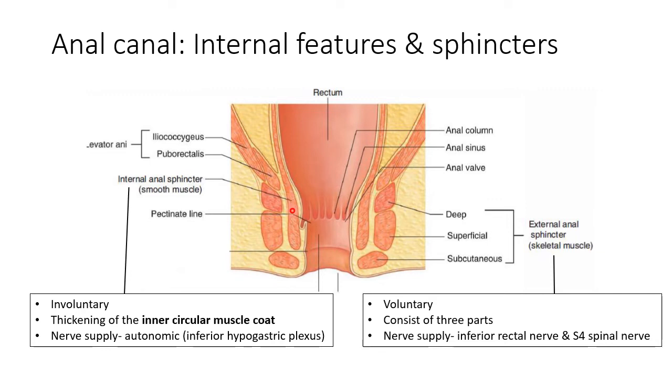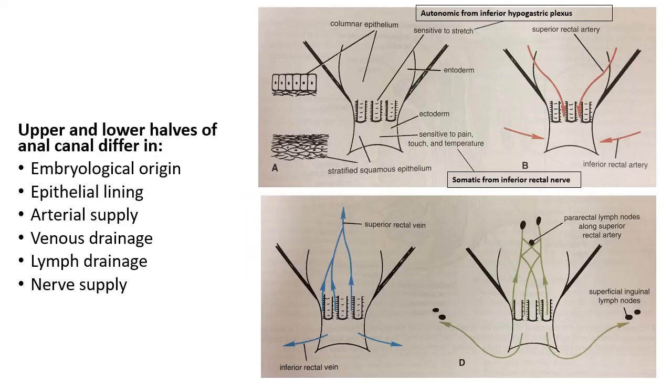It's involuntary, supplied by autonomic nerves from the inferior hypogastric plexus. The external one is voluntary, made of skeletal muscle, supplied by somatic nerve fibers coming from the inferior rectal nerve and the fourth sacral spinal nerve. So these are the main differences between internal and external anal sphincters.